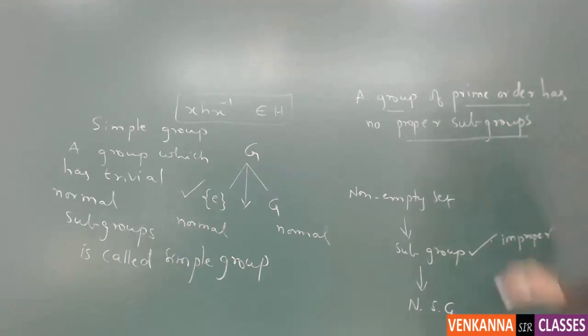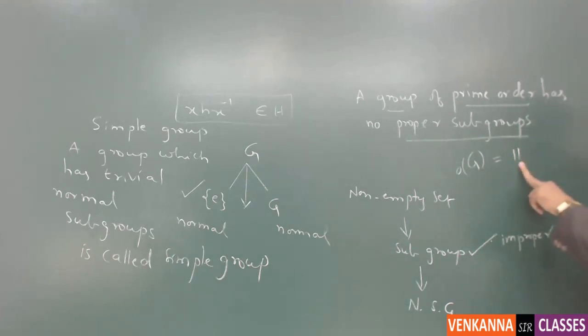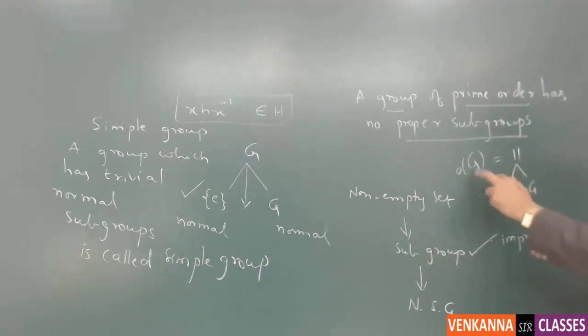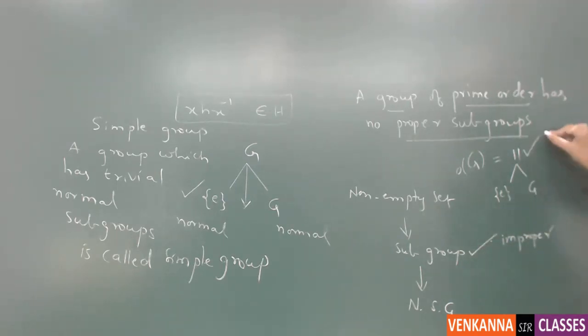So what happens if you say the order of the group G is equal to 11? Since it is a prime number, it has only 2 subgroups, which are nothing but identity and G itself. You cannot find any other subgroup for G. Since these are trivial subgroups, these are nothing but the trivial normal subgroups. Therefore, this type of group is nothing but a simple group.